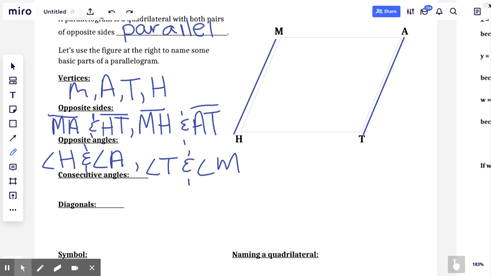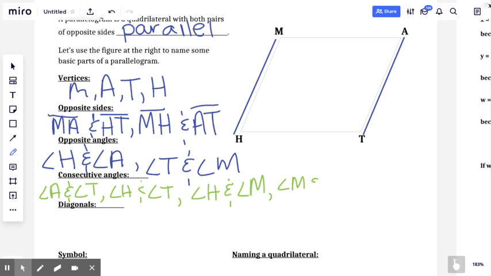Okay, so the consecutive angles here, there are 4 pairs of them. Angle A and angle T go together. Angle H and angle T. Angle H and angle M. And then lastly, angle M and angle A. So those are all considered to be consecutive angles.